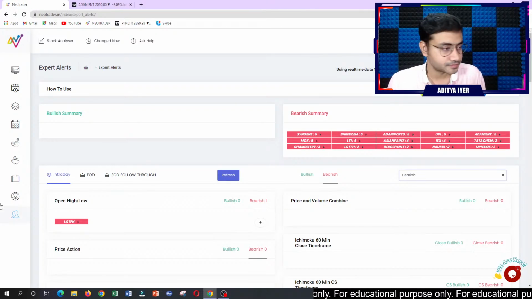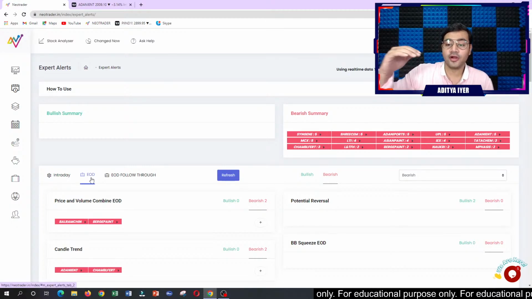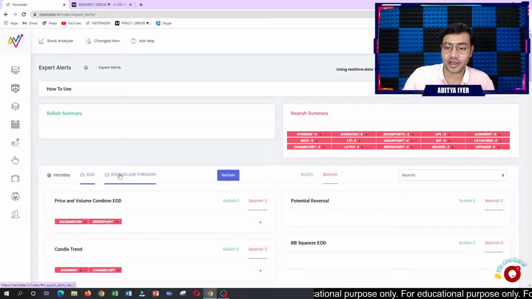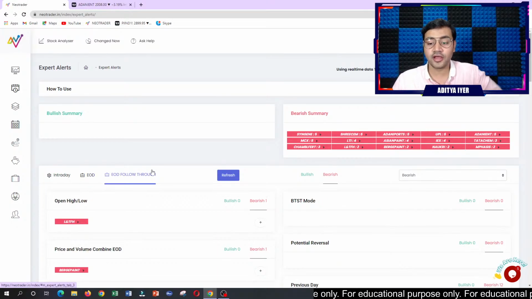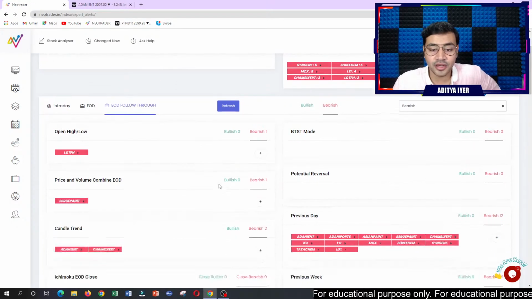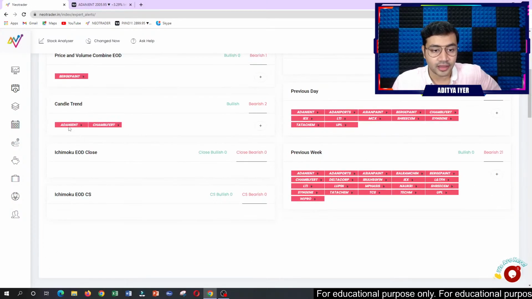All right. Next, so let us go to the EOD page. I explained to you guys yesterday what is EOD, right? EOD page is based on the price action of the daily chart and all of this is yesterday's data. What I want to see is EOD follow through. Anything has come in EOD follow through? No, nothing has come here in potential reversal. There is nothing, right? I can see Adani Enterprise here also.